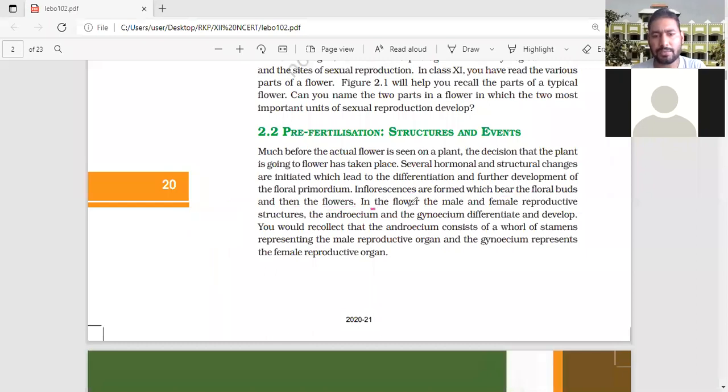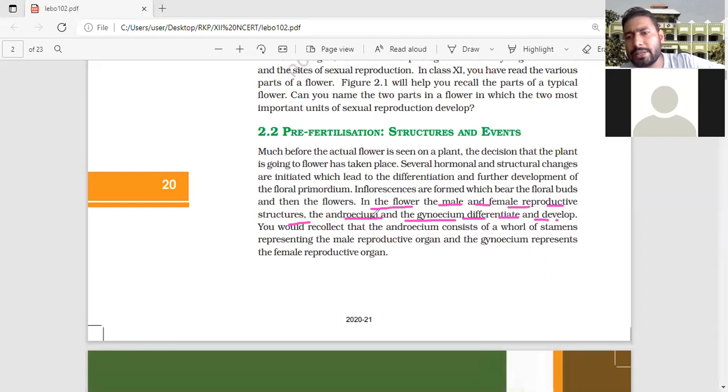Now in the flower, the male and female reproductive structures, the androecium and gynoecium, differentiate and develop. I told you the male reproductive structure is the androecium and its unit is the stamen. The female reproductive structure is the gynoecium, and its unit is the carpel or pistil.